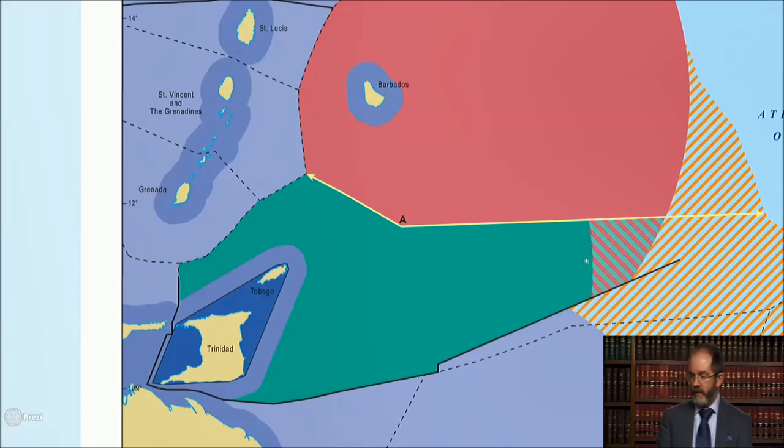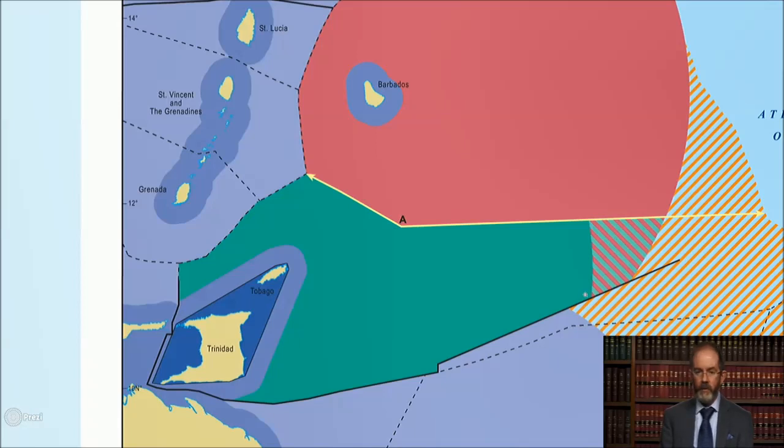So Trinidad and Tobago's argument was, look, we all sit on the same continental shelf. We should all get a slice of the pie. We should not be cut off from the continental shelf because we have no corridor to it because of this slice that falls within the jurisdiction, the ostensible EEZ jurisdiction of Barbados.